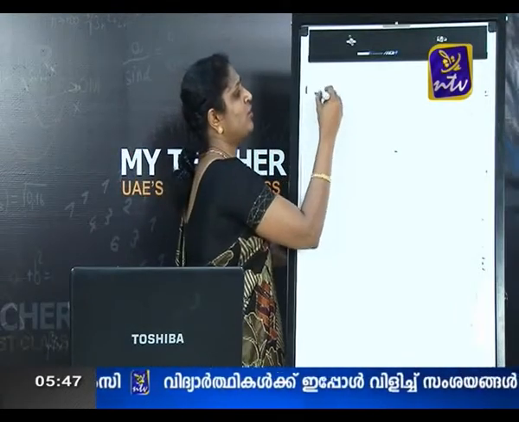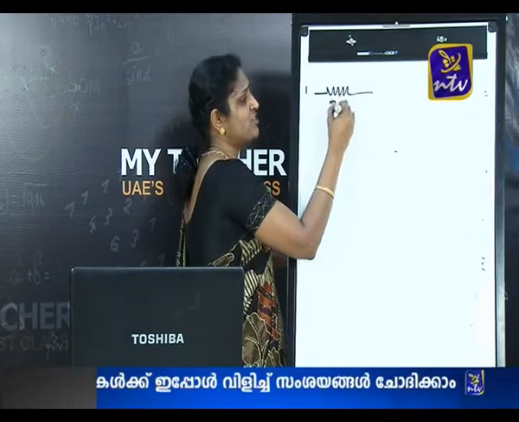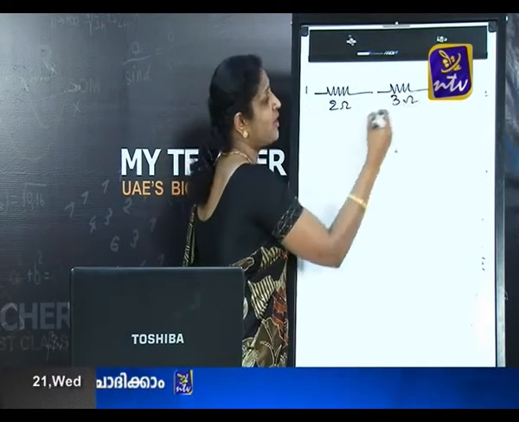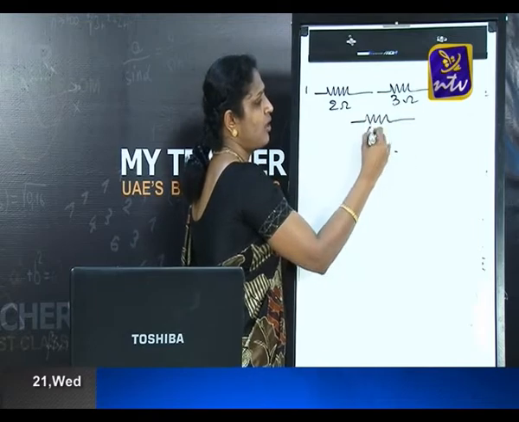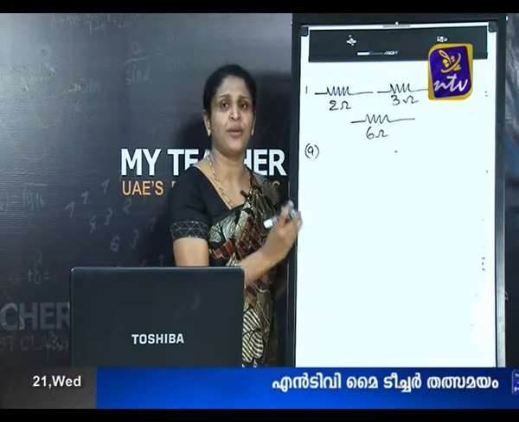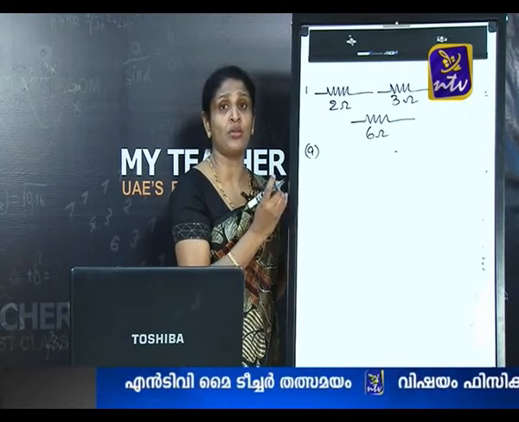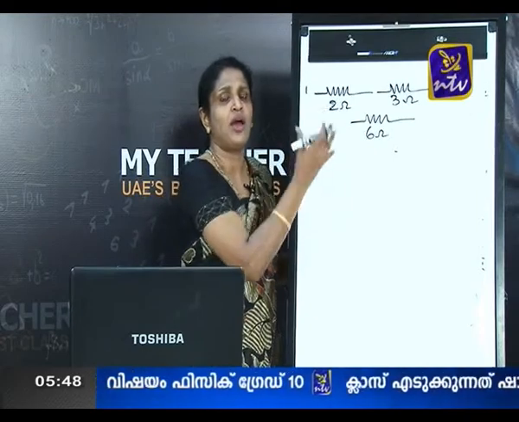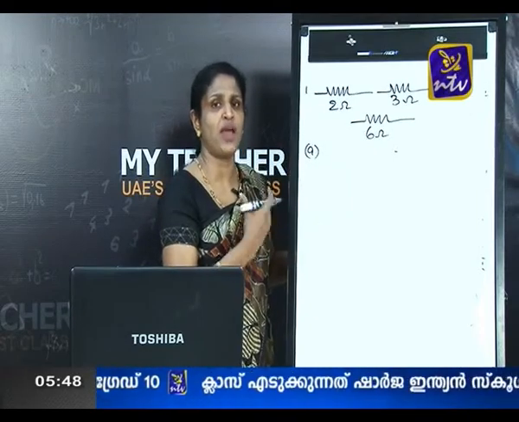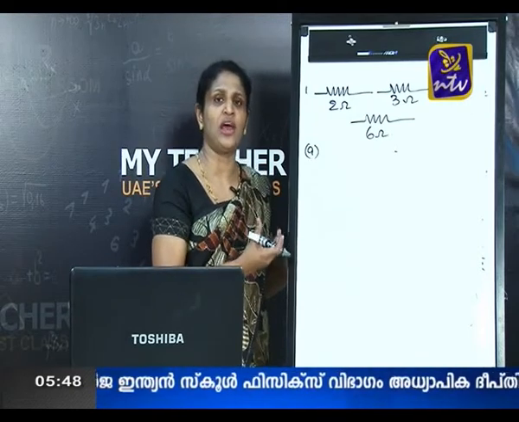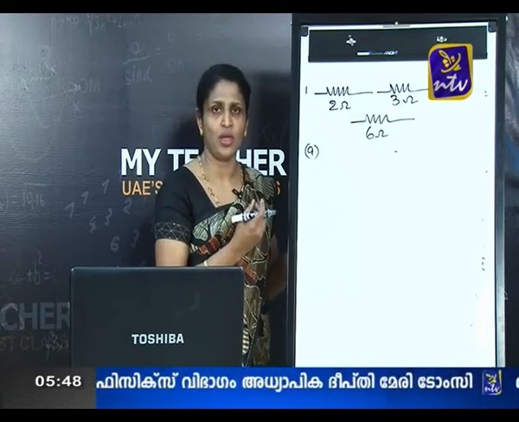you are given in the question a 2 ohm resistor, a 3 ohm resistor and a 6 ohm resistor. The first question is how you will connect them to get a 4 ohm resistance. So, we have to use them as a suitable combination of either series or parallel in order to get the total answer as 4 ohm.